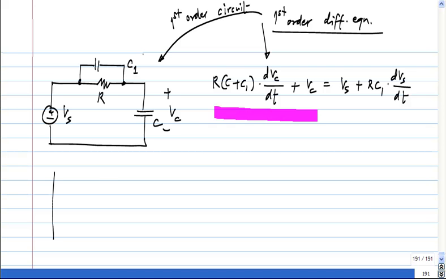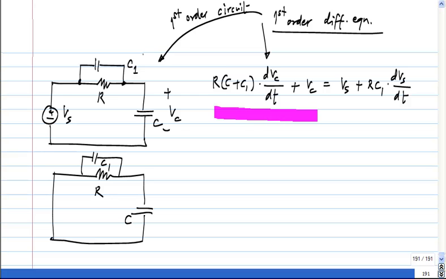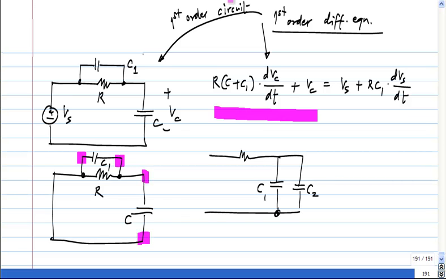So when Vs equals 0, I have R, C1 and C. So how many capacitors do we have? 2. Like in the previous circuit also, just because I draw C1 and C2, that doesn't mean there are really 2 capacitors. The 2 can be absorbed into 1. Similarly here, these 2 capacitors are in parallel in the source free condition. So that's what makes it a first order circuit.